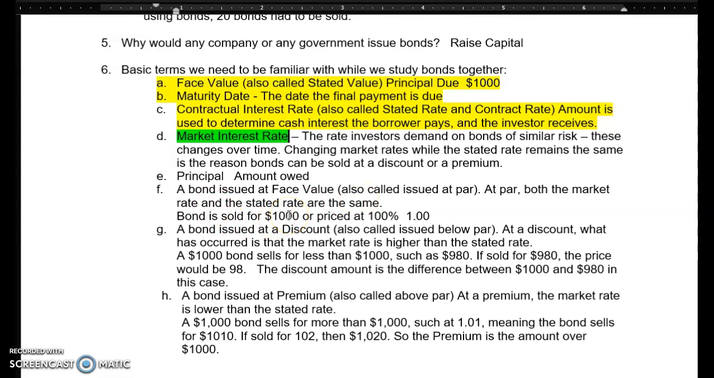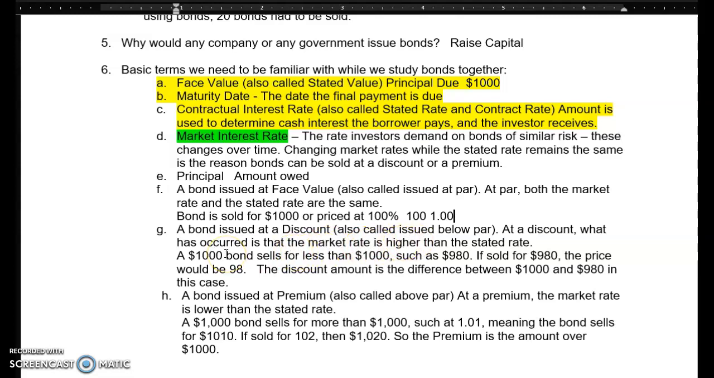So a bond sold for $1,000 is priced at 100%, or 1.00, or 100, which is essentially 1.00. A bond issued at a discount, also called issued below par: at a discount, what has occurred is the market rate is higher than the stated rate.